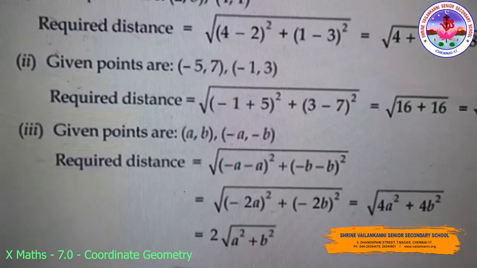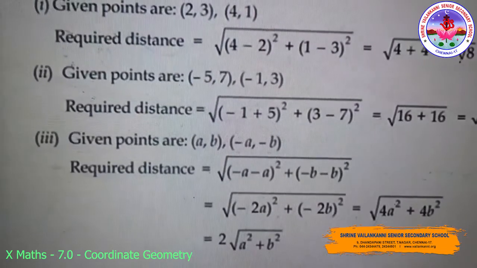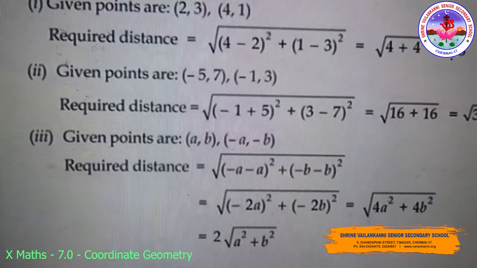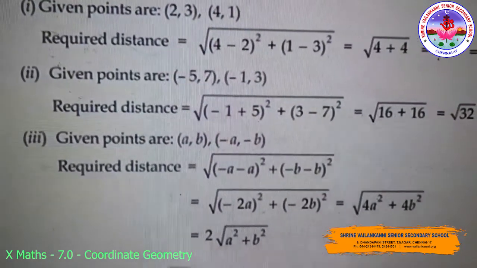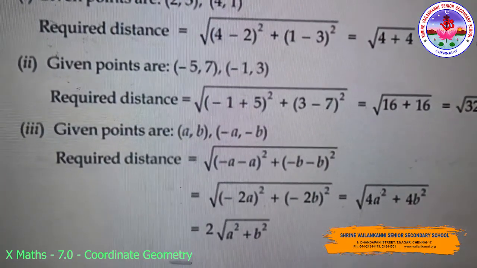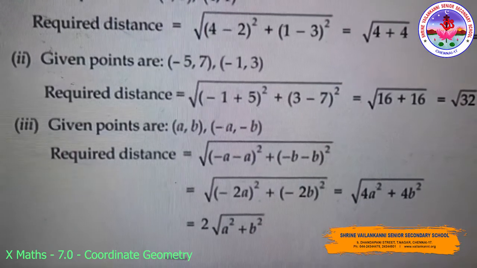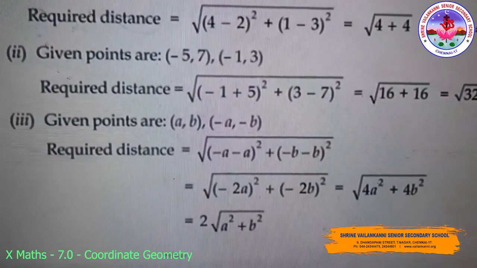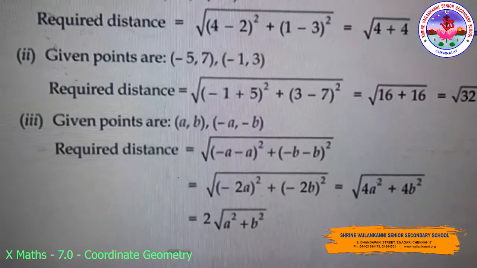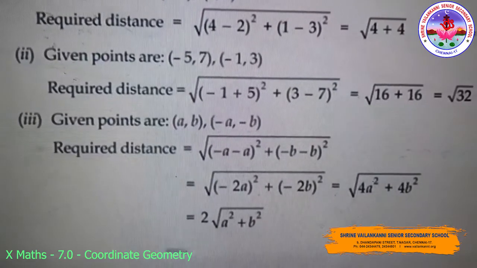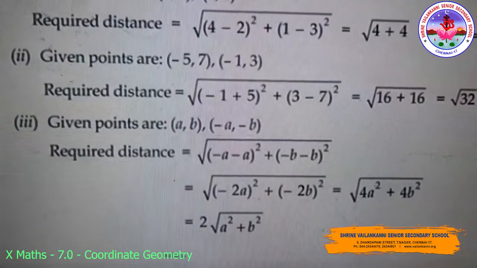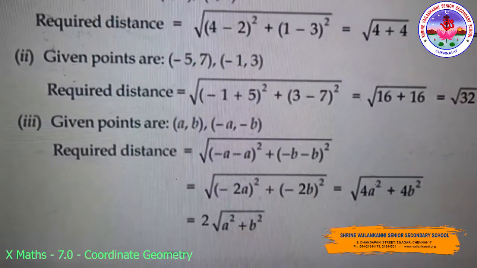Third subdivision, the given points are a comma b and minus a comma minus b. So the required distance is equal to the square root of x2 minus x1 the whole square plus y2 minus y1 the whole square. So we get minus a the whole square plus minus b the whole square, which is equal to the square root of minus 2a the whole square plus minus 2b the whole square, which is equal to the square root of 4a squared plus 4b squared. Taking the common 4 outside, I will get the square root of 4 into a squared plus b squared inside the bracket.